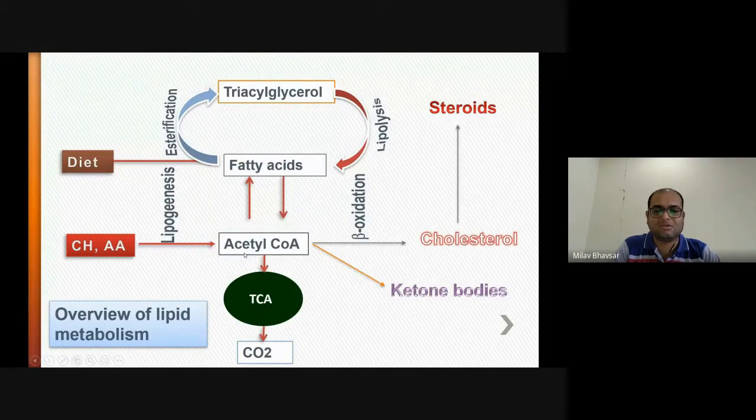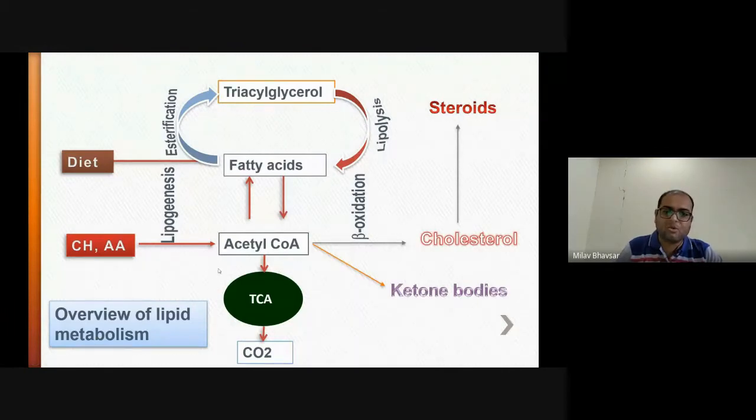Once it comes to the acetyl coenzyme A, as you have already gone through carbohydrate metabolism, it can go back into the TCA cycle and ultimate oxidation can occur. From here, it can generate cholesterol and steroids or ketone bodies. From the triacylglycerol, other lipoprotein metabolism also comes in. So you have to remember this basic idea of lipid metabolism.